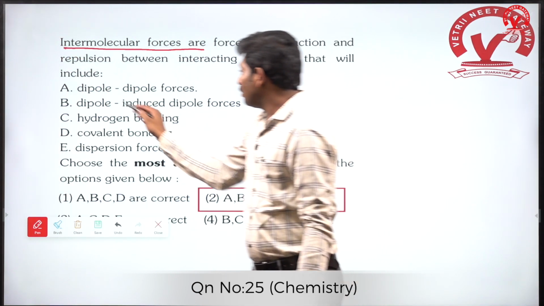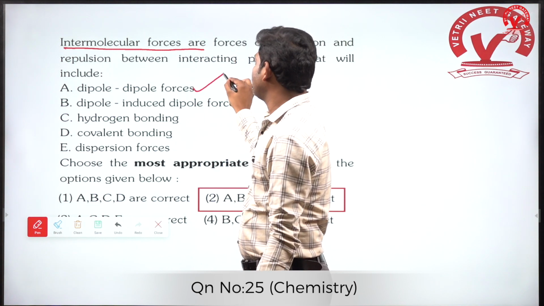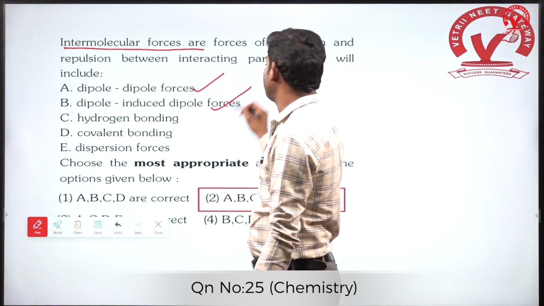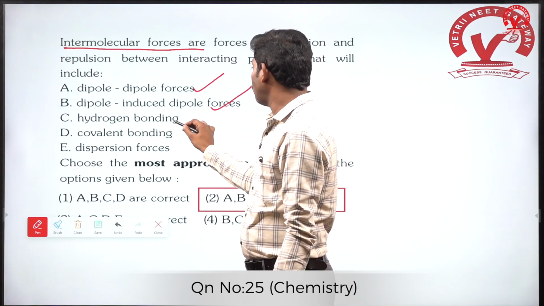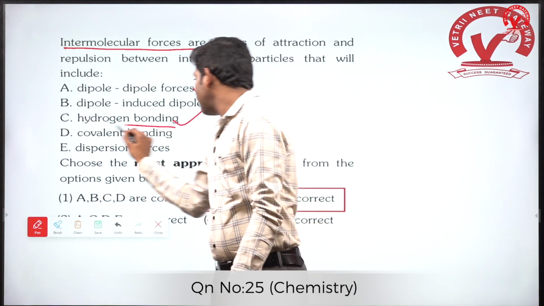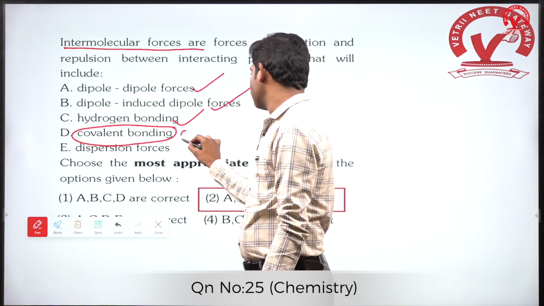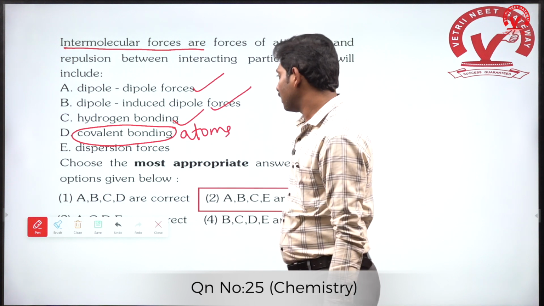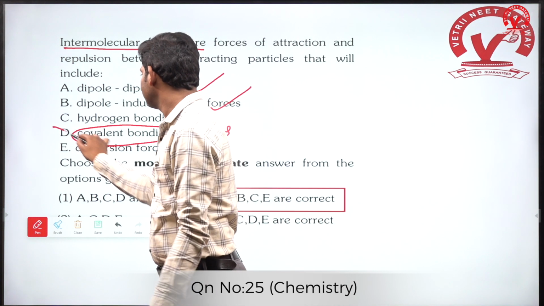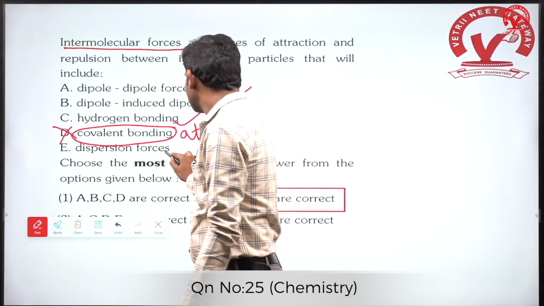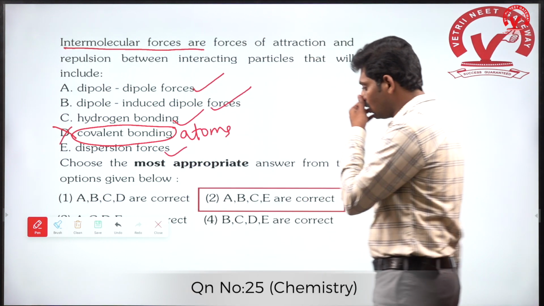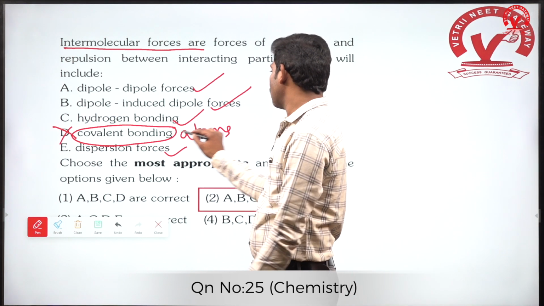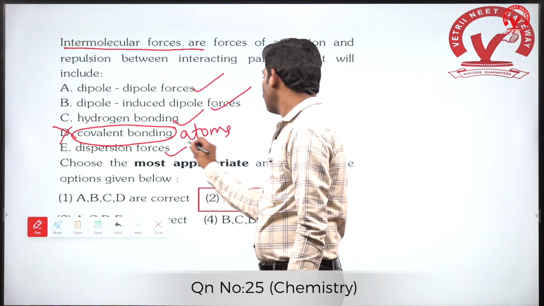Here dipole-dipole forces between the molecules, dipole-induced dipole forces between the molecules, and hydrogen bonding are between molecules. Covalent bonding is between the atoms, not molecules, so it is incorrect. And the next one, dispersion force, is also correct. So A, B, C, E are correct. D is wrong, so covalent bond is between the atoms.